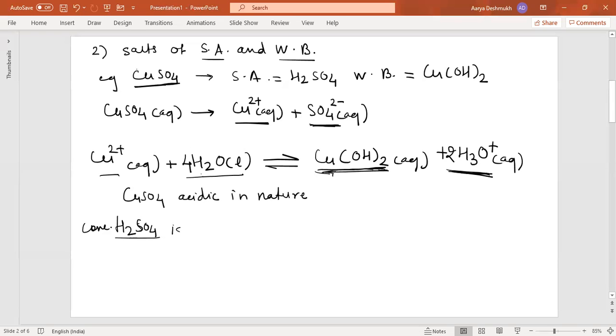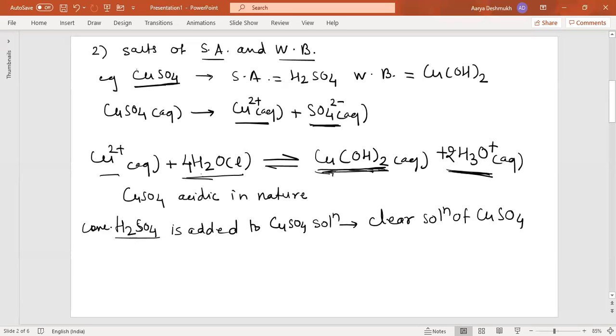So H2SO4 is added to copper sulfate solution to get the clear solution of CuSO4. And remember, this turbidity is due to the formation of copper hydroxide here. So the main focus of ours is just to find out the pH of the solution, the nature of the solution, whether it's acidic, basic, or neutral. Due to the presence of excess protonium ion, copper sulfate is acidic in nature. Though there is a formation of weak base here, it does not affect the pH of the solution.